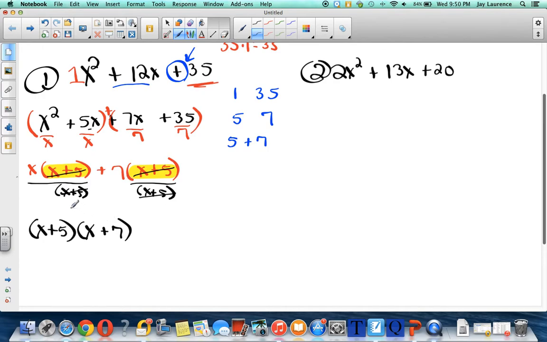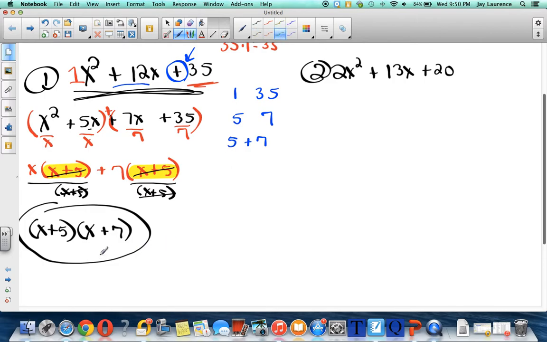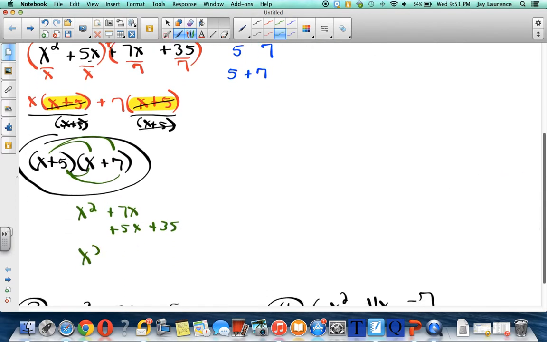Okay, there you go. I just factored this trinomial. Now, to check your work, you can double distribute. Some of you will call it FOIL. I'll call it double distributing. I'll multiply x times x and get x squared. I'll multiply x times 7 and get a positive 7x. 5 times x, get a plus 5x. And then 5 times 7, get a plus 35. And so when I do that, I get x squared plus 12x plus 35.